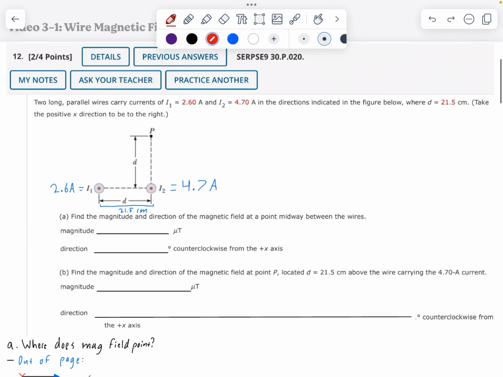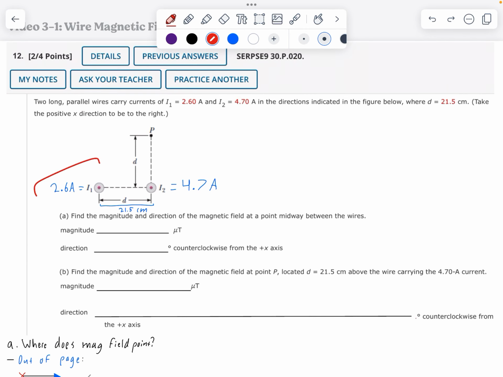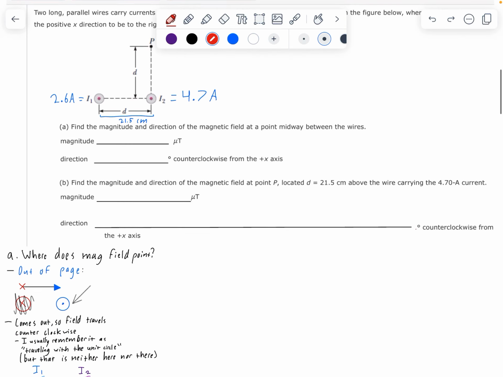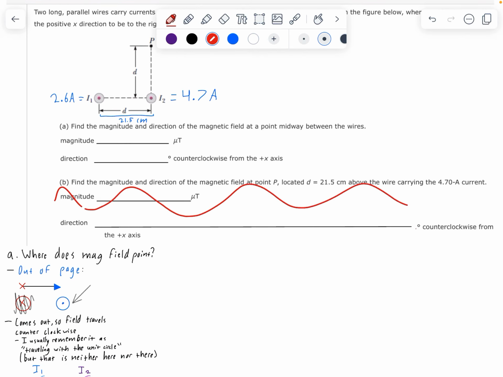So two long parallel wires carry currents of I1 equals 2.6 amps and I2 equals 4.7 amps in the directions indicated in the figure below. So that's out of the page, out of the page. And then the distance between them, D equals 21.5 centimeters. So let's just focus on problem A first. They first ask, find the magnitude and direction of the magnetic field at a point midway between the wires.